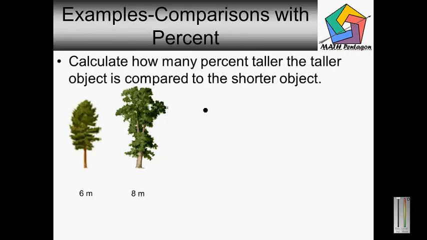Okay, let's do a few examples on comparisons with percent. The directions are telling us to calculate how many percent taller the taller object is compared to the shorter object. So the difference between these two trees would be 8 meters minus 6 meters, which would give us 2 meters. So that's the difference right there.